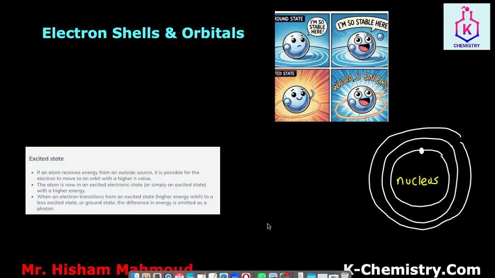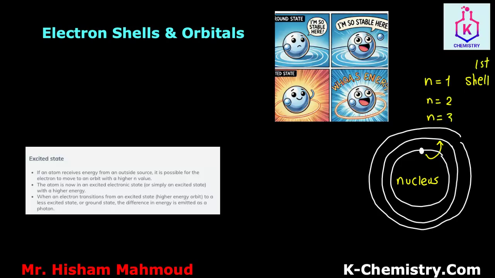If the atom receives energy from an outside source, it is possible for the electron to move to an orbit with a higher n value, so a higher energy value. Instead of being in n equal to 1, which is the first shell, it's going to move to a higher shell, so n equal to 2 or n equal to 3. We call the atom now to be in the excited state, or excited electronic state, as it moves to an orbital or an energy shell with a higher energy.